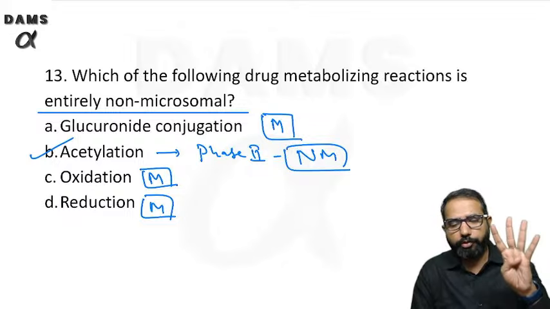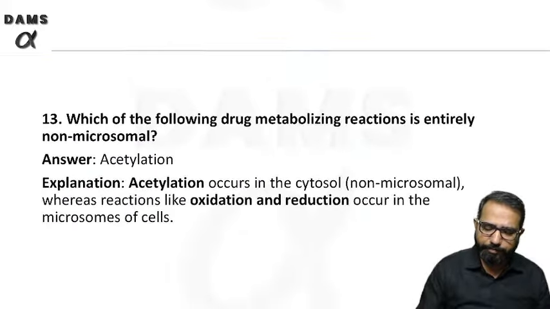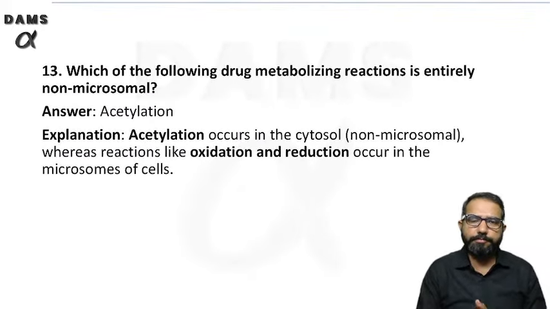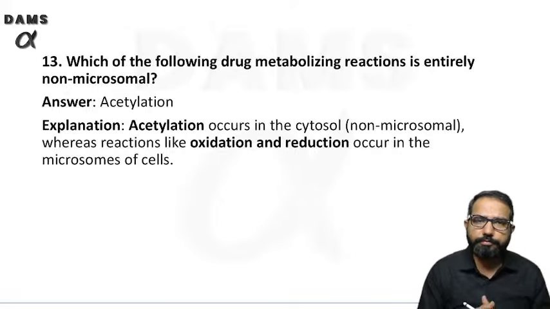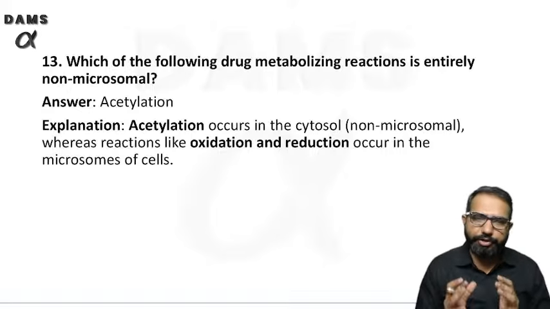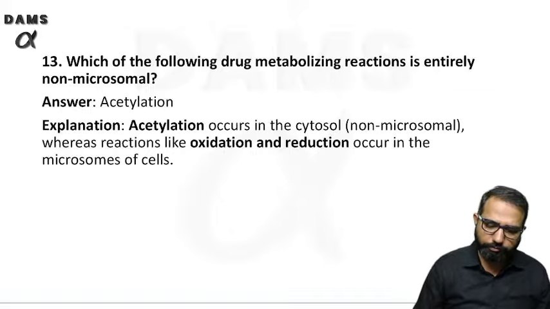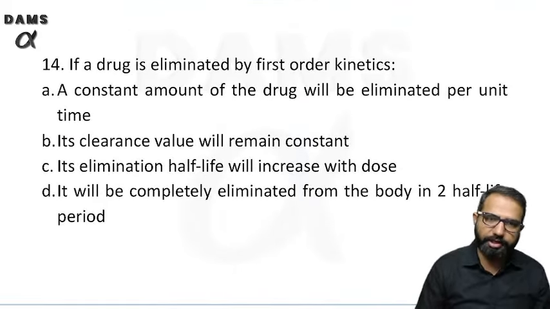And you know there are a total of 4 important drugs which are metabolized by acetylation. These are the SHIP drugs, SHIP: sulfonamides, hydralazine, isoniazid and procainamide. They cause SLE.